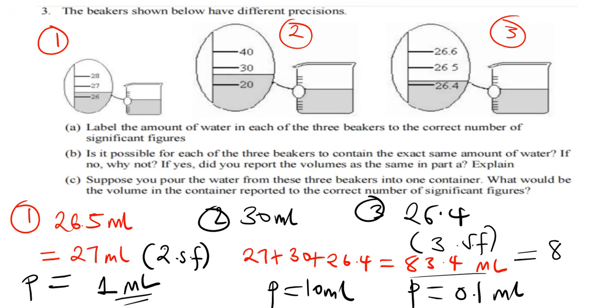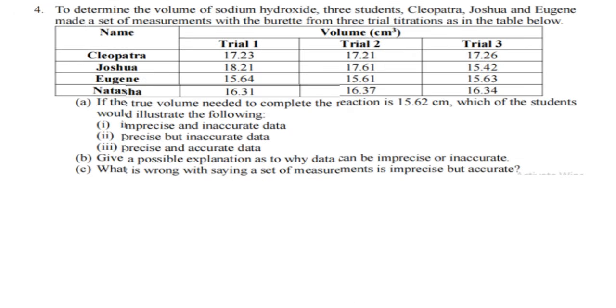Around you can write maybe around 83 mils, or even around 80, that figure. Okay, basically that. Then we come to question number 4. To determine the volume of sodium hydroxide, 3 students, Cleopatra, Joshua, and Eugene, made a set of measurements with the burette from 3 trial titrations, as in the table below.